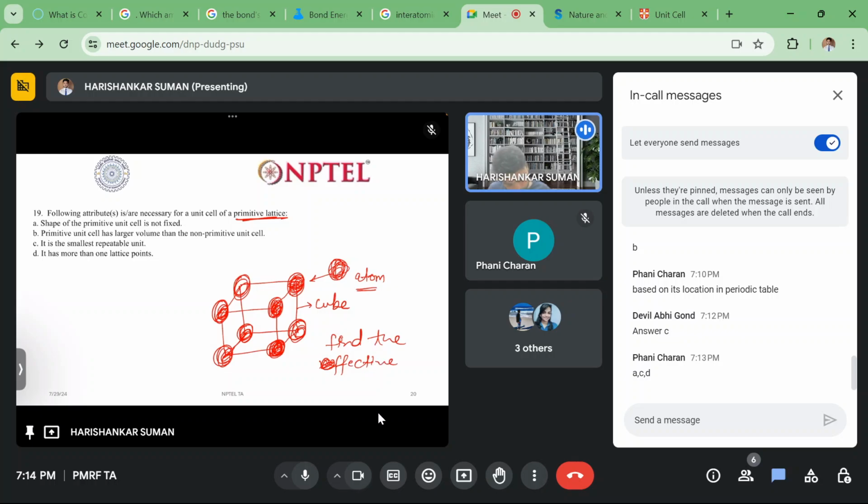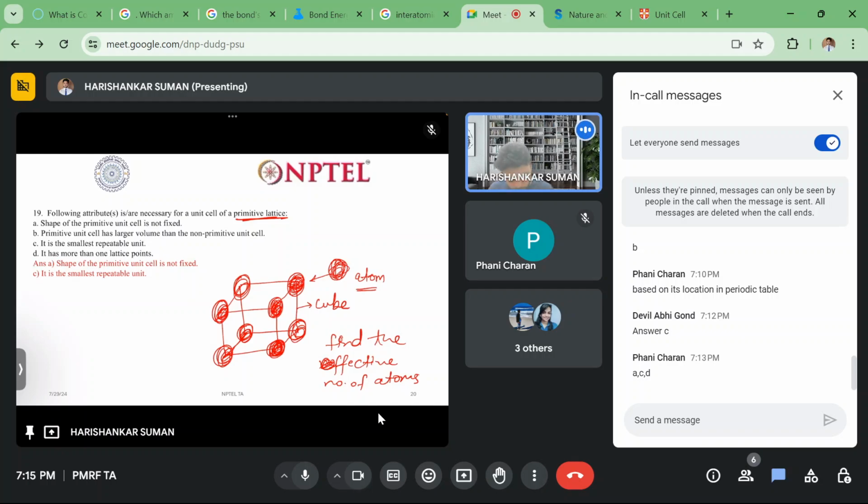Find the effective number of atoms. So options A and C are correct here. The shape of the primitive unit cell is not fixed; it can be any type and the size is not fixed. It is the smallest repeatable unit. We know the primitive unit cell has an effective number of atoms equal to 1.